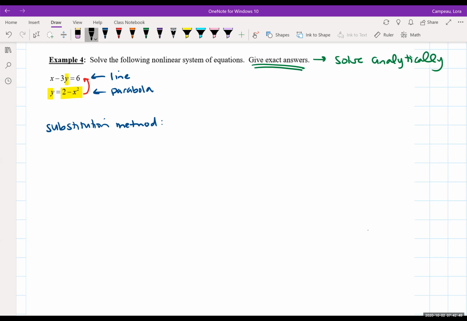And I'm going to start off with x minus 3y equals 6, but instead of y, I'm going to plug in 2 minus x squared. So if we do that, notice that we'd have to clean up the left-hand side. We would probably need to distribute the -3. So I should get x minus 6 plus 3x squared equals 6.